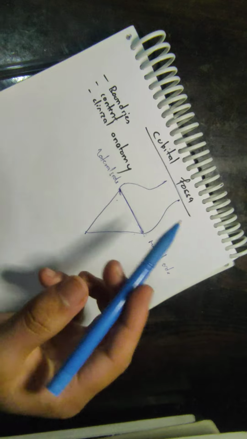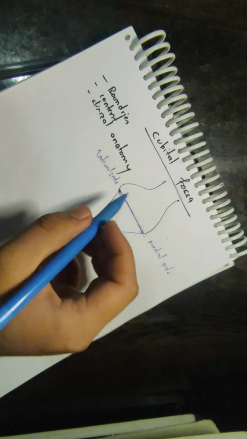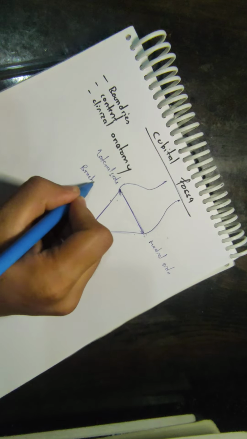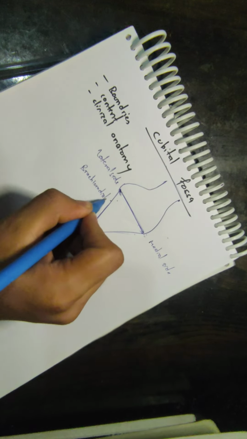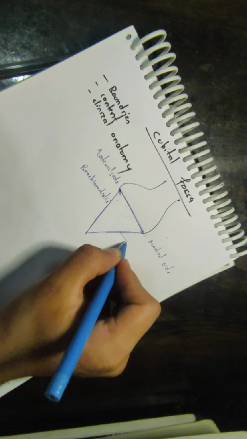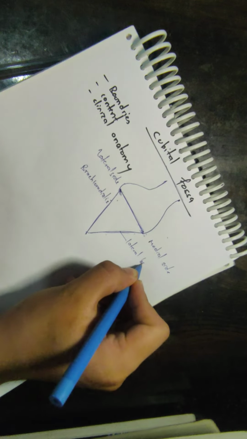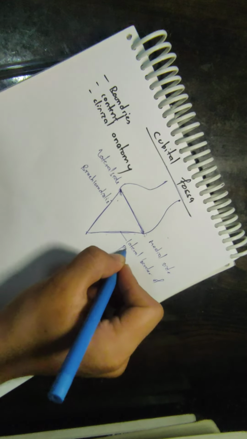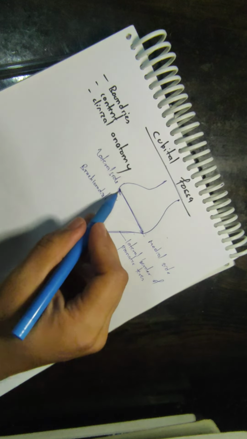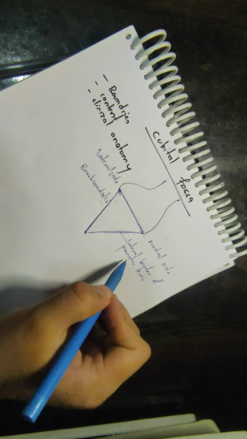cubital fossa. And as for the sides, the lateral side is formed by the medial border of brachioradialis muscle, and the medial side of this cubital fossa is formed by the lateral border of pronator teres. And the apex is formed by the meeting point of brachioradialis and pronator teres muscle. These are the boundaries of the cubital fossa.